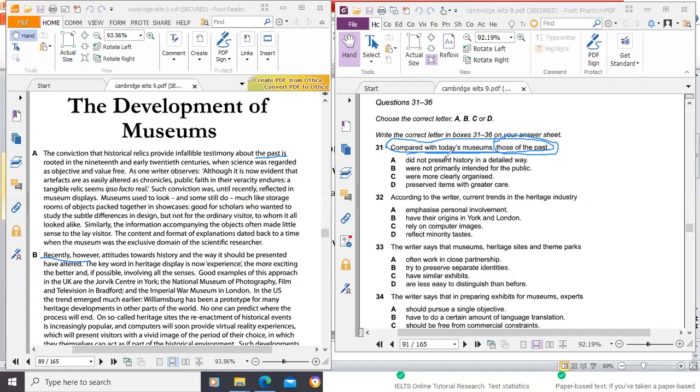Museum of the past did not present history in a detailed way. So I'll quickly scan through this. The past. I've seen past, and until recently reflected, no. Yes, so I'm looking for museum used to look, because I'm looking for past tense. Used to look.